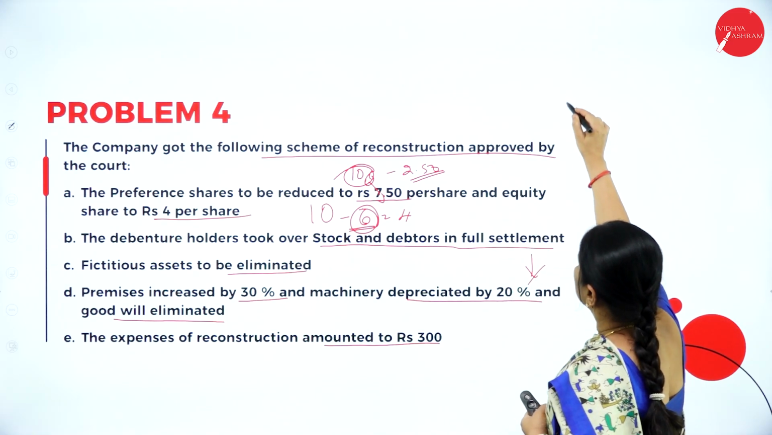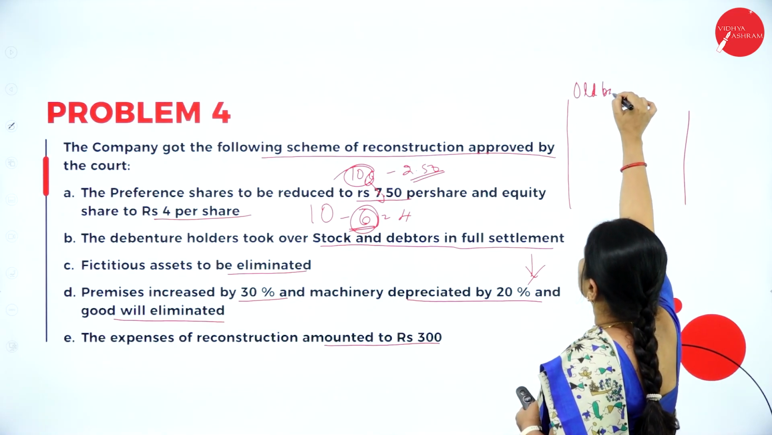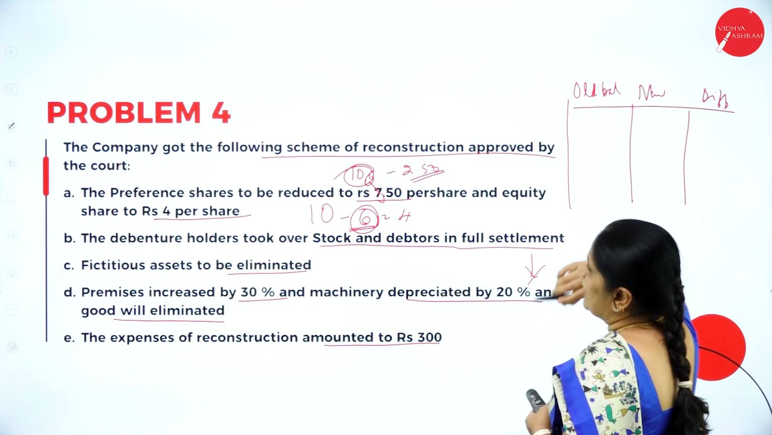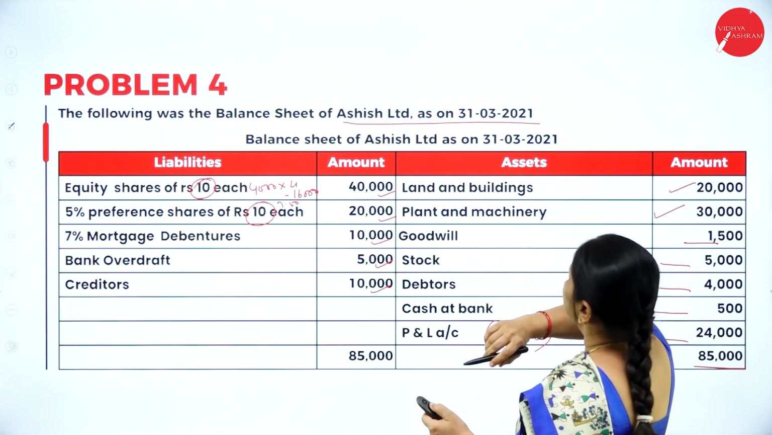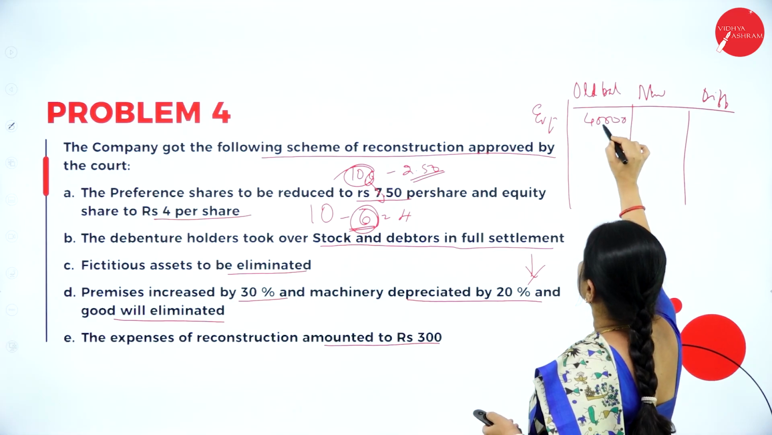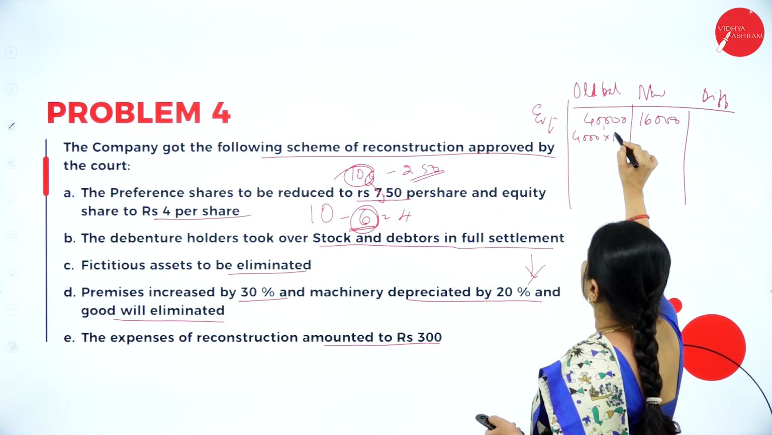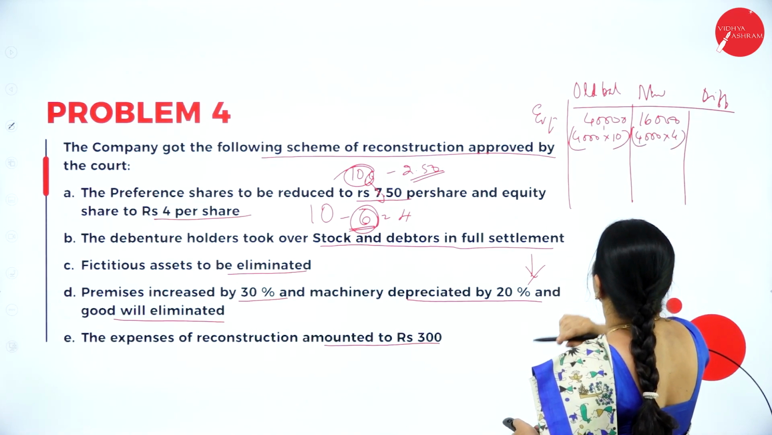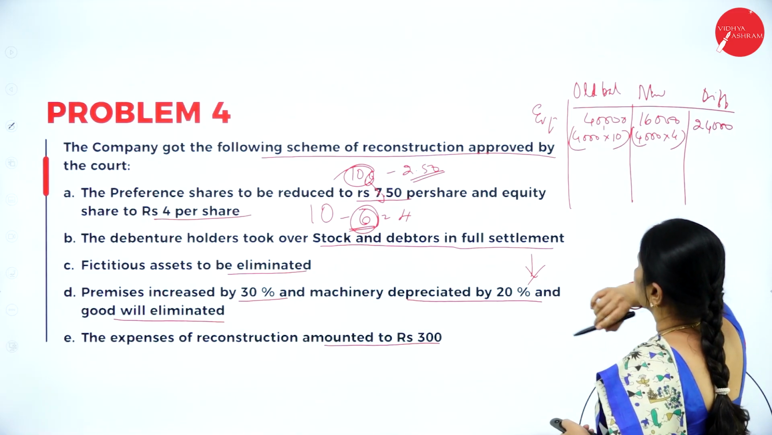If you are given a problem like this, better you make columns and write the old balance, the new balance, and then the difference. If you write it like this, you can see the old balance. For equity shares, the old balance is 40,000, that is 4,000 into 10. Now the new balance is 4,000 into 4, that is 16,000. So the difference amount is 24,000.